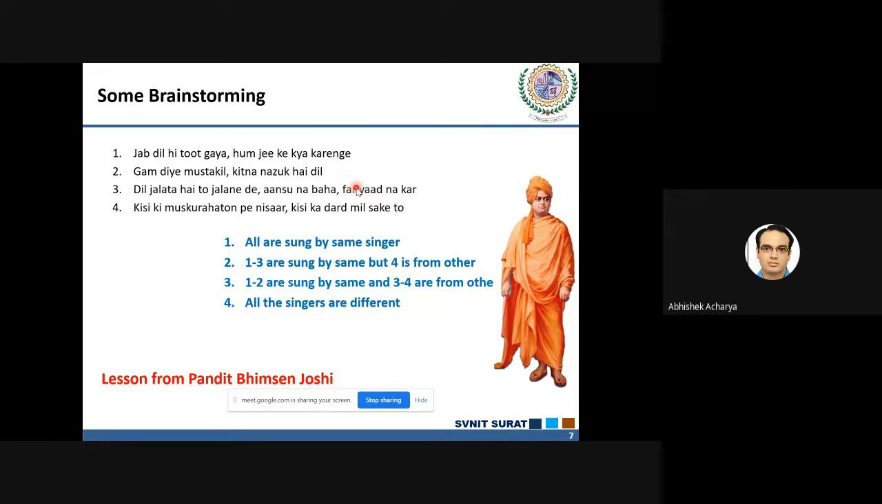So my question to you is, how many singers are basically used in these 4 songs? Okay, so if you look at the first song, that is Jab Dil Hi Toot Gaya. The 3 first songs are sung by KL Saigal, sir, and 1 by Mukesh. Okay, so the answer is first 3 songs.